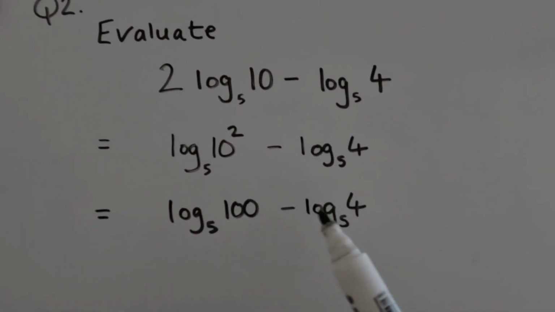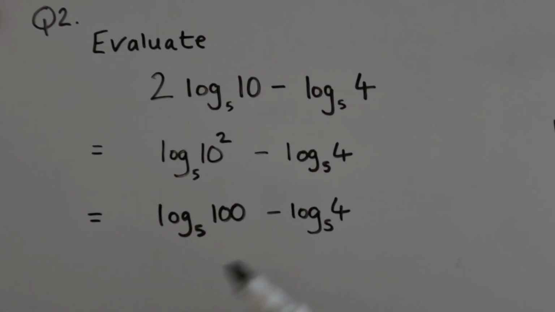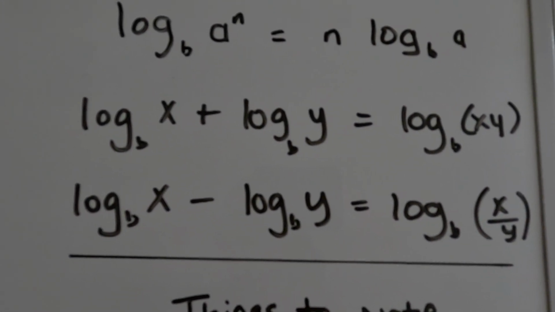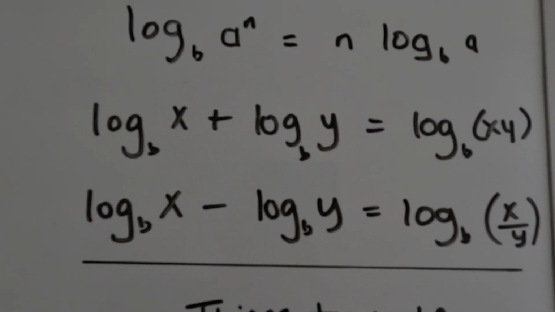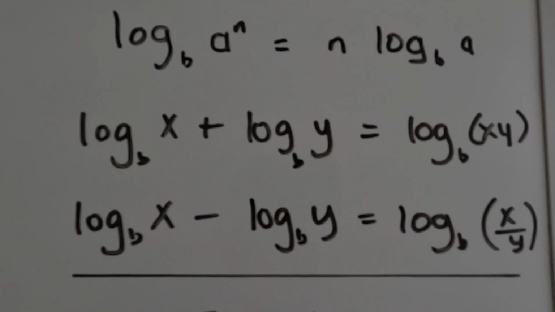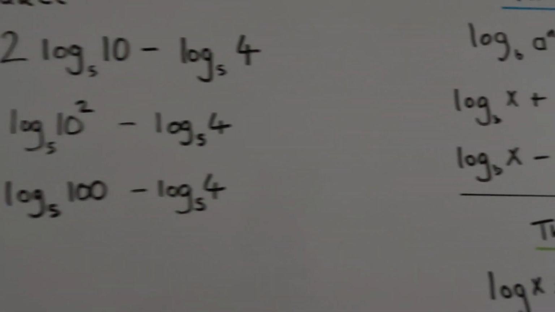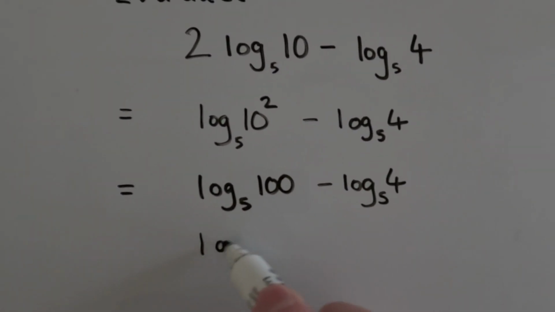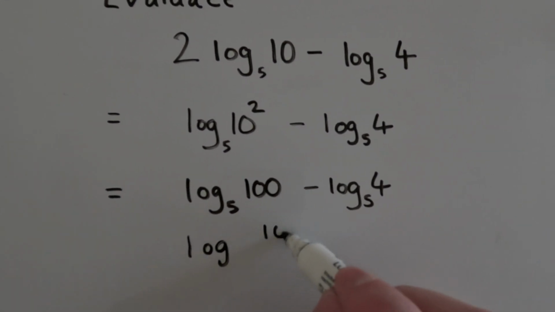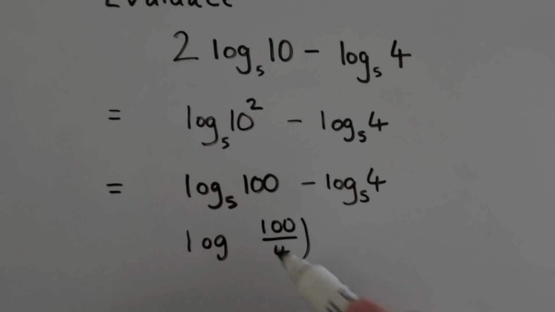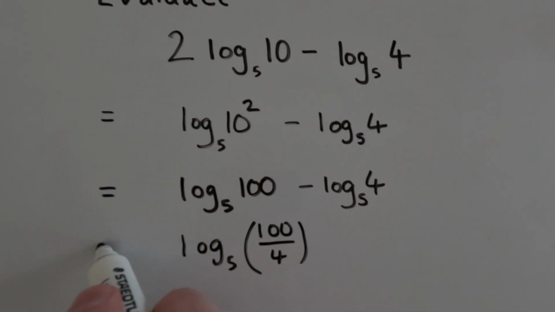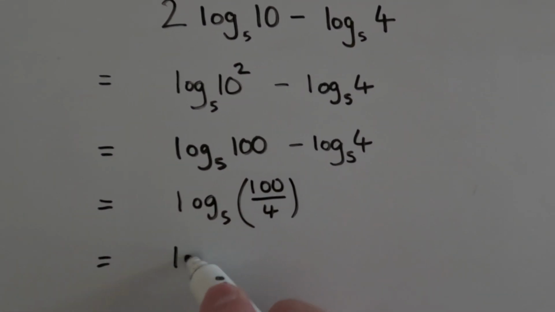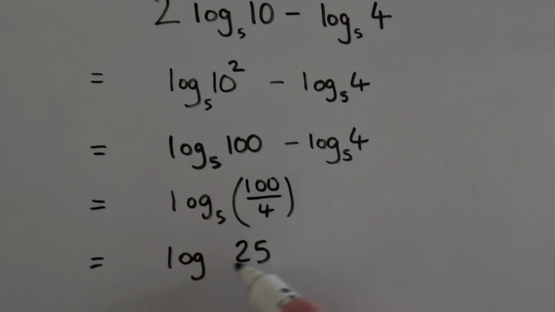But as I say, we can actually simplify this nicely, and we use our third rule over here. The difference of logs is equal to the log of a quotient. Okay, so let's use that. So the log of x minus the log of y is equal to the log of x over y. So that's equal to the log of 100 over 4, and then put your base. Great, so now we just tidy this up. So that's the log of 25 to the base 5.